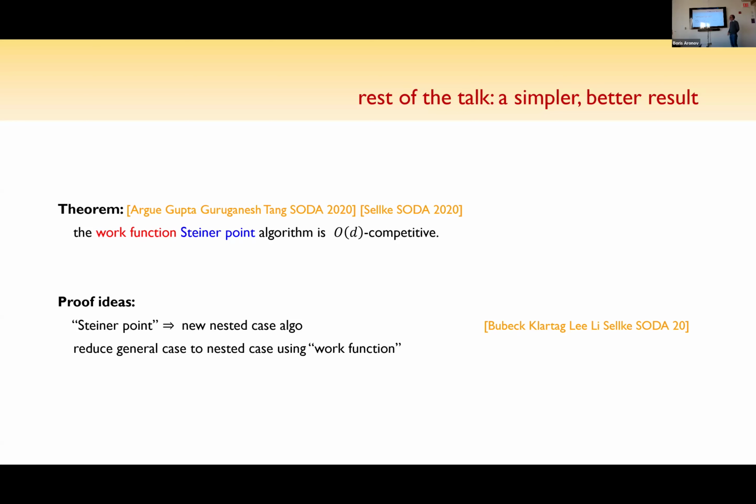Good. And so there are 2 proof ideas. So there's 2 ingredients. One is called the Steiner point, which I don't know how many of you are familiar with the Steiner point. I wasn't familiar until I started working on this thing. And this will give you a new nested algorithm. And then I'll reduce the general case to the nested.